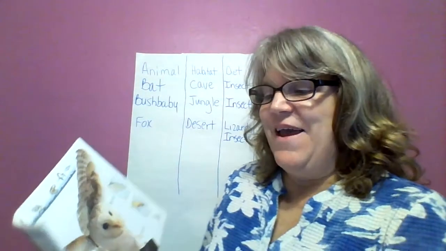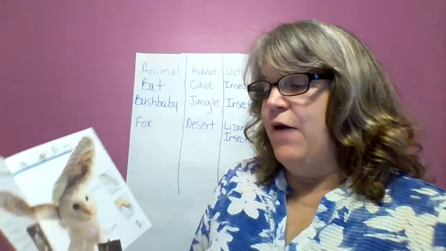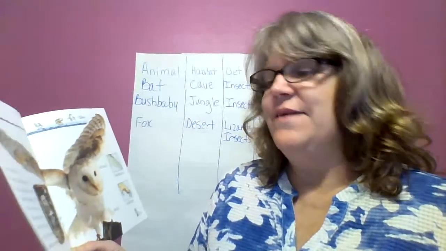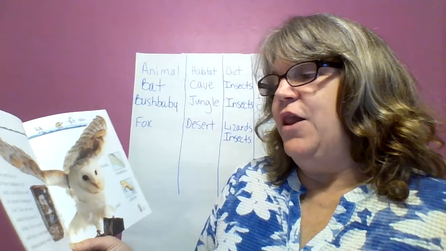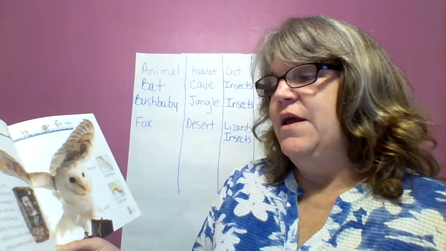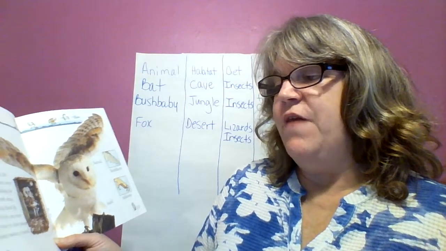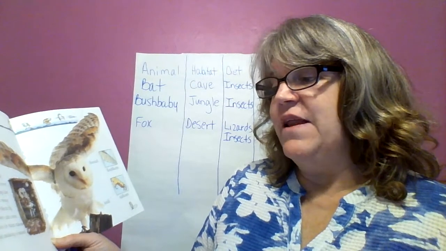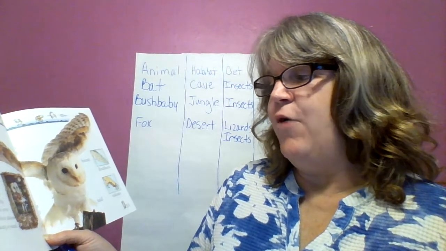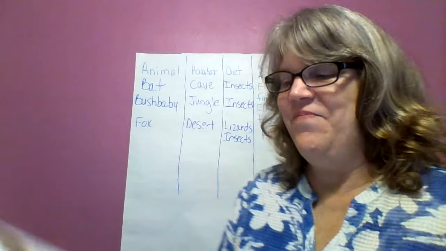All right, this page says owl. Some owls live in old farm buildings. At night, they fly low over the ground looking for food. Their soft wing feathers help them fly silently. Owls can even catch mice in their talons without making a sound.